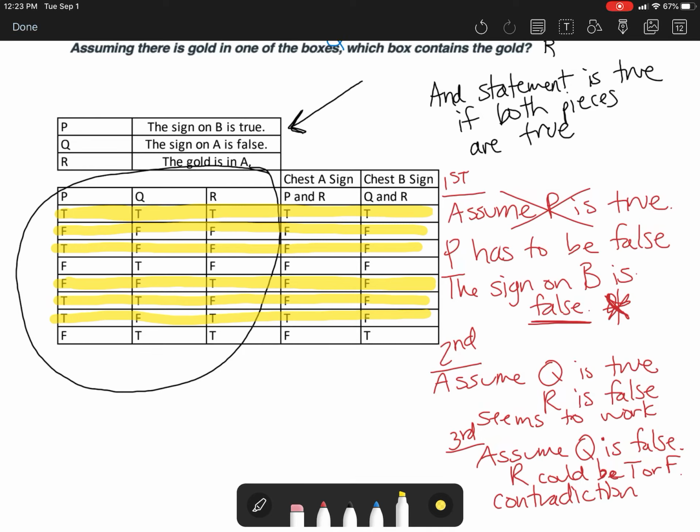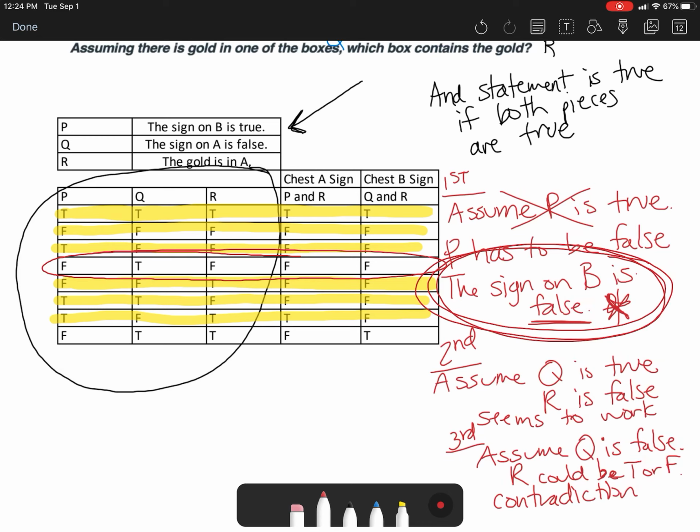And then if we look at our table, it potentially looks like we have two scenarios. But remember, in our first process, we need the sign on B to be false. And so if Q is true, in order for the entire sign on B to be false, then R would have to be the false part. It cannot be true, or the sign itself would be true, and we already know it's false.